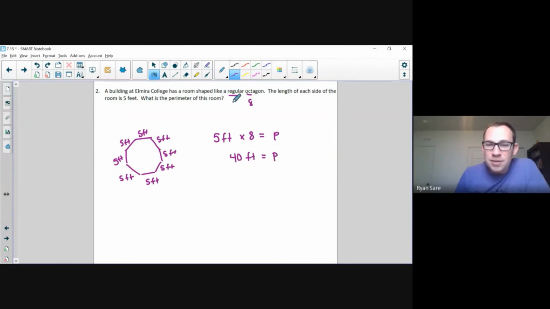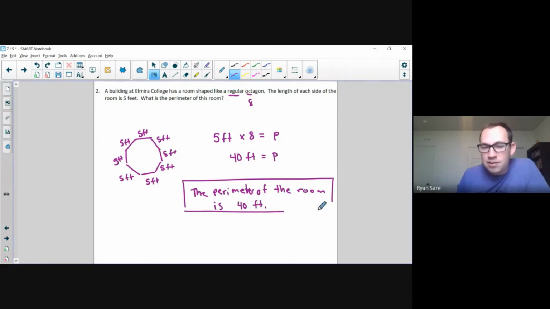Now that I have my answer, I need to put it into my answer form. I'm going to say the perimeter of the room is 40 feet. And there's my full answer. And I always like to put them in a box. Makes it easy to find the answer.